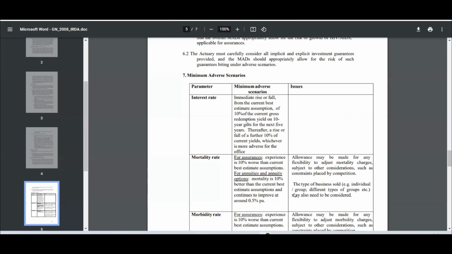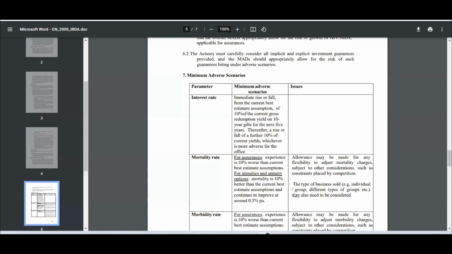Now that's why in constructing the adverse scenario, we are going to shock, or we are going to see the adverse situation's impact on the assumptions, right? First is the interest rate. As I mentioned, for the Indian scenario, the interest rate would be determined by the yields that the assets are generating.